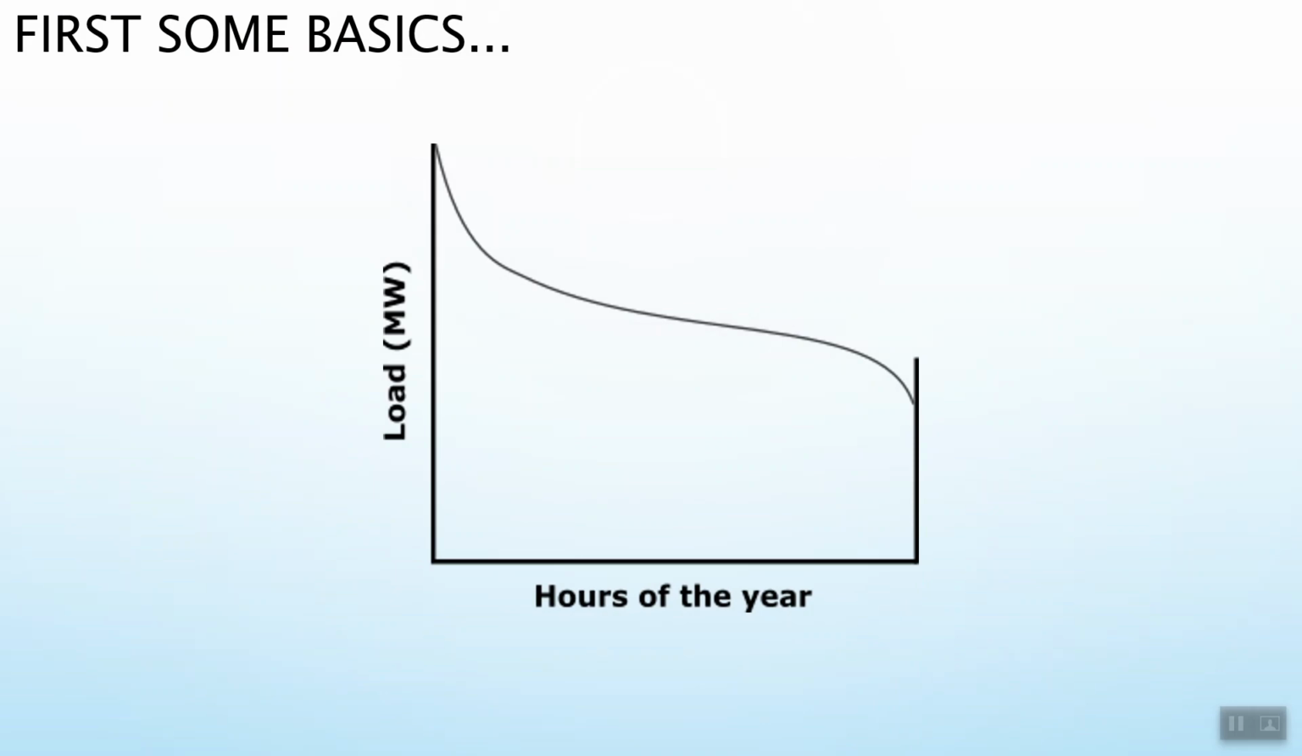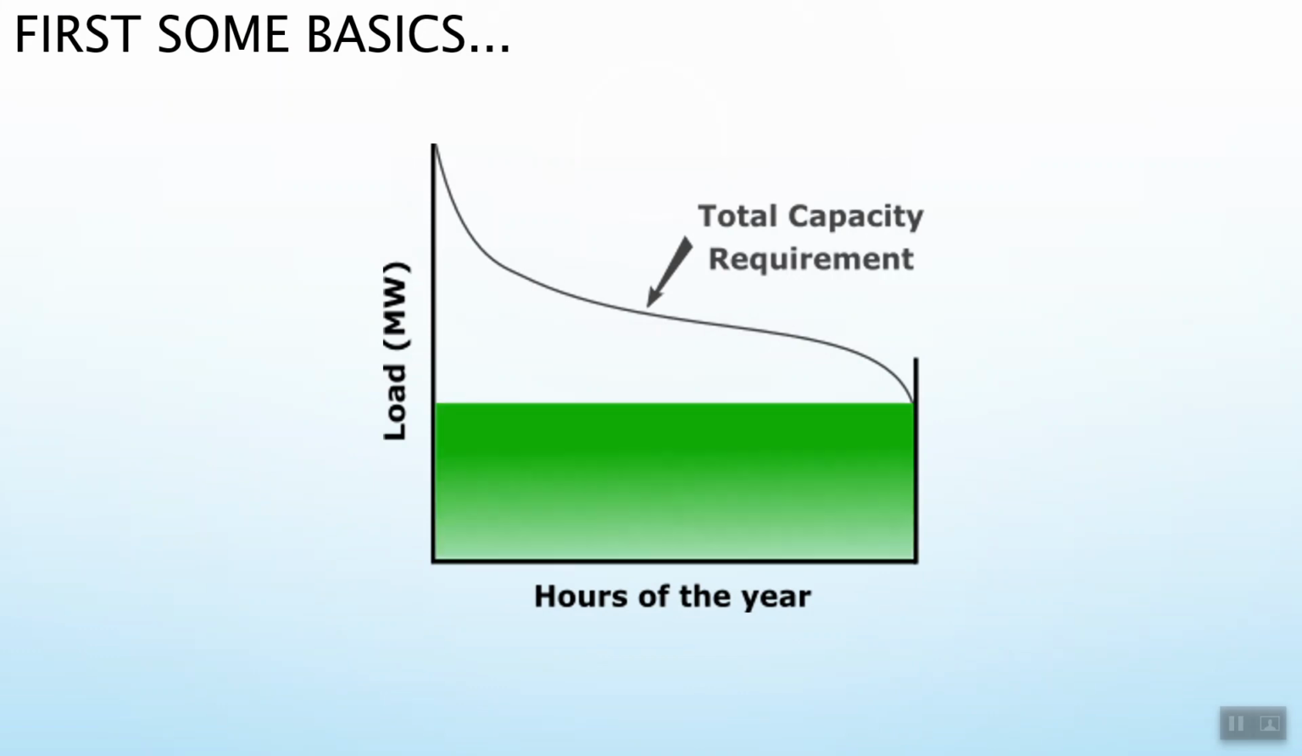This is a load duration curve. It describes how much electricity an area uses each hour of the year. It's organized from highest load to smallest for clarity. The total capacity requirement is the amount of electricity that must be generated in a particular hour. Technologies that are large, but with a low variable operating cost, are the most suited to generating the green block. This can be a coal plant or a large nuclear power plant. This is called a baseload capacity.